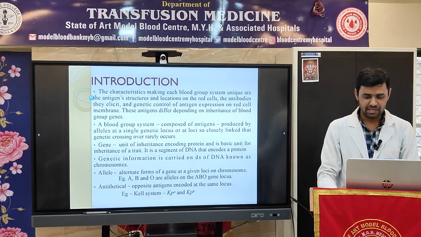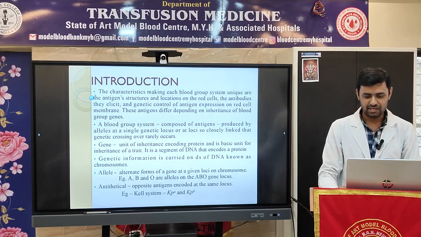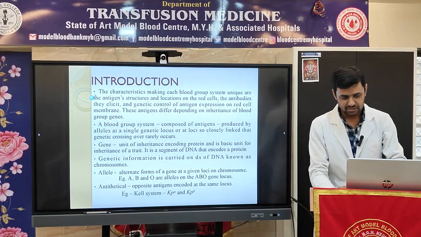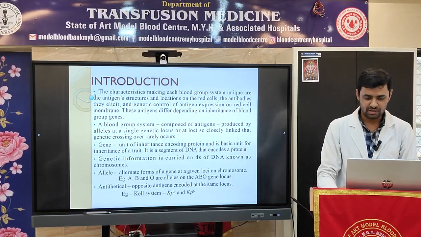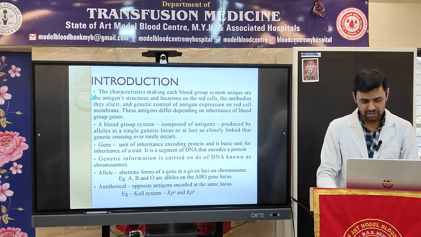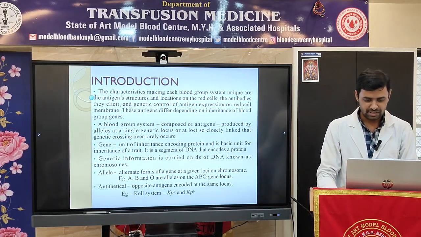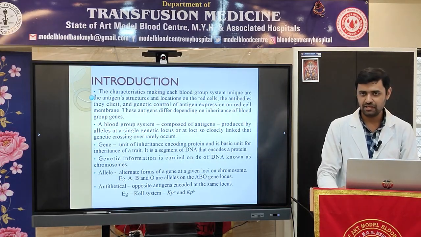It is a segment of DNA that encodes a protein, and genetic information is carried on double strand of DNA known as chromosomes. These chromosomes contain alleles. These are alternate forms of gene at a given locus on chromosome. For example, A, B, and O are alleles on the ABO gene locus. And what is the meaning of antithetical? Opposite antigens encoded at the same locus. For example, in KEL system, KPA and KPB.